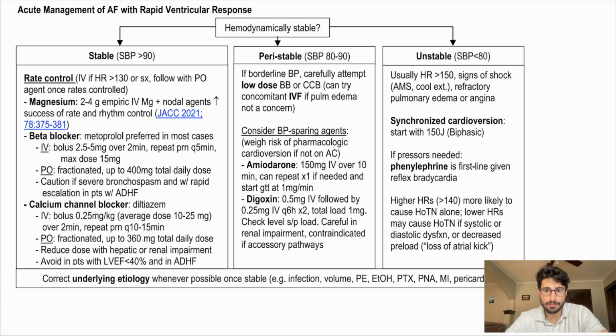The initial and most critical step in managing a patient with atrial fibrillation and RVR is assessing hemodynamic stability. This determines the treatment pathway and helps guide urgency as well as medication selection. Patients are going to be characterized as stable, peristable, or unstable based on systolic blood pressure and the presence of symptoms such as altered mental status, hypotension, or signs of shock.